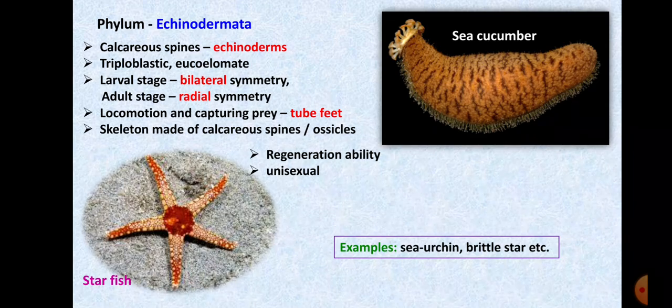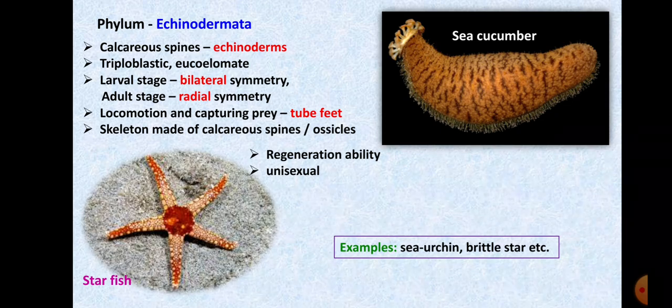Then, these animals have a good ability of regeneration. If by mistake, by the attack of a predator or any other accident, if a part of the body is cut off, they can regenerate it. Okay, so this is their special ability. Unisexual, very well we all know this feature.